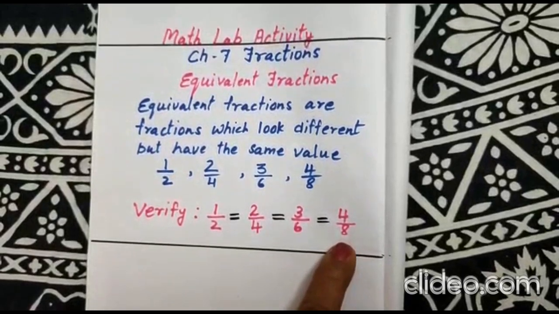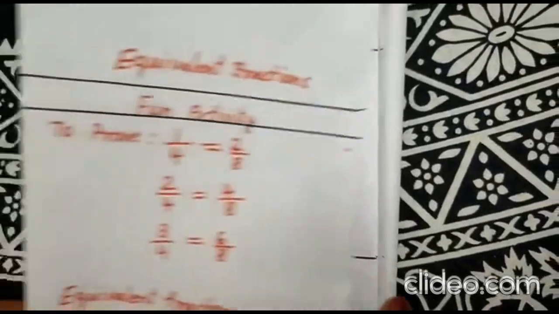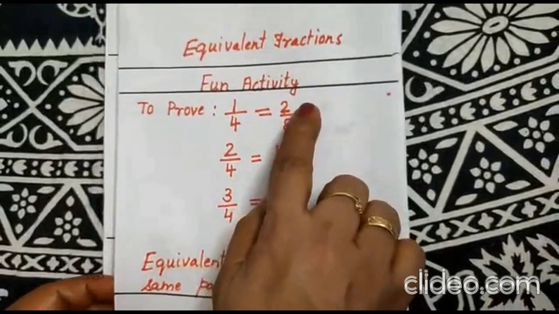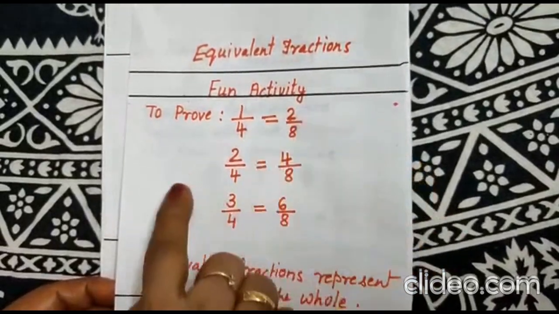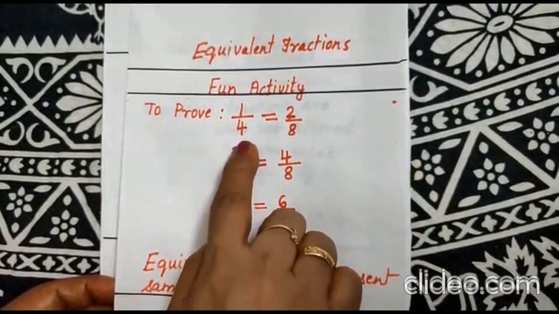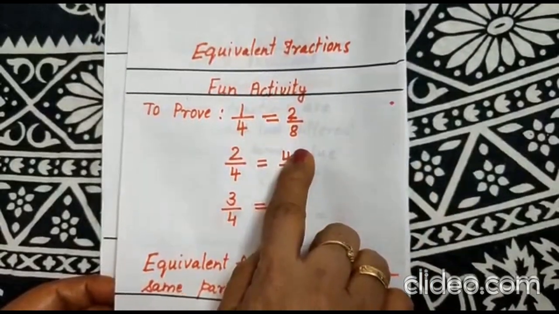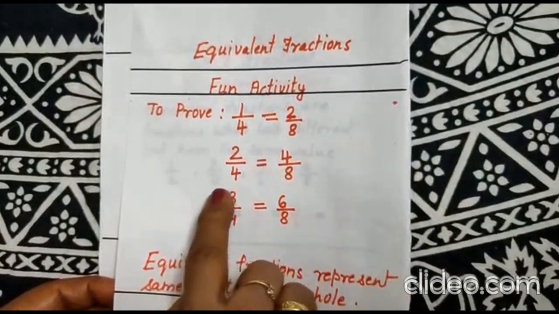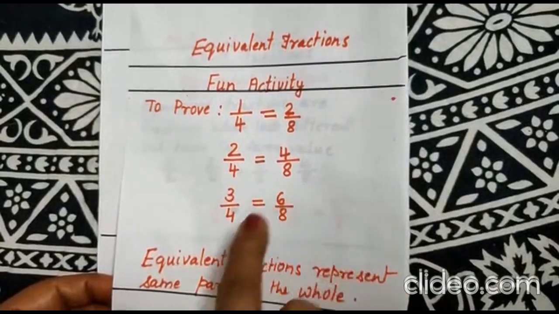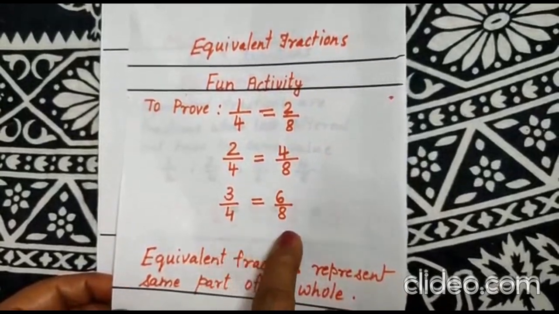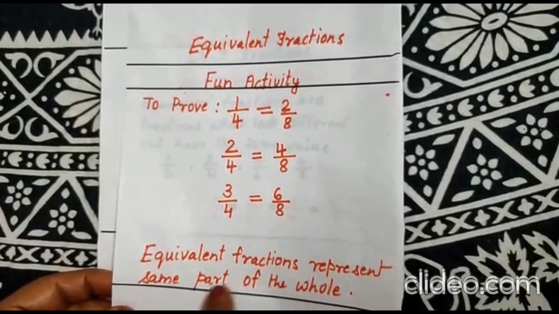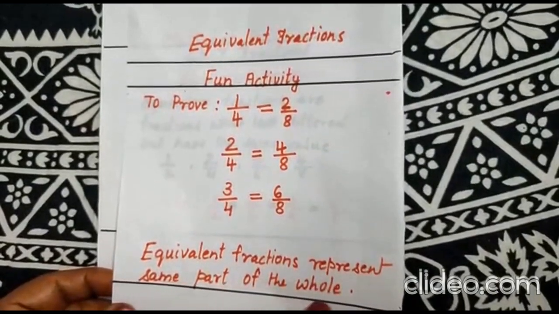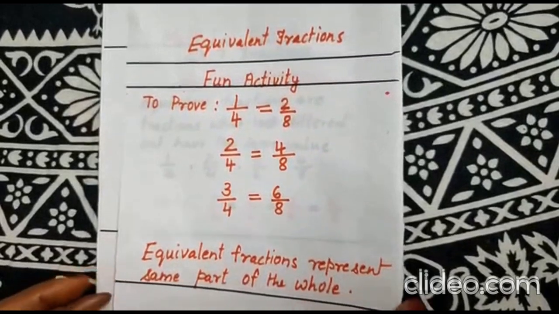Our today's activity also includes a fun activity which is also based on equivalent fractions, wherein we'll prove that 1 upon 4 is equal to 2 upon 8, 2 upon 4 is equal to 4 upon 8, 3 upon 4 is equal to 6 upon 8. That means equivalent fractions represent same part of the whole.